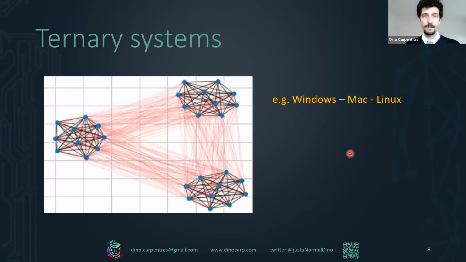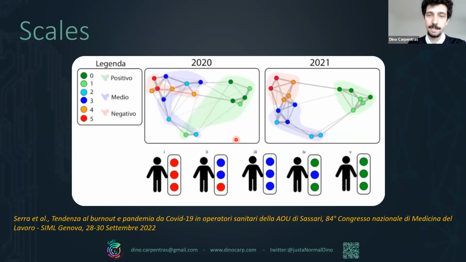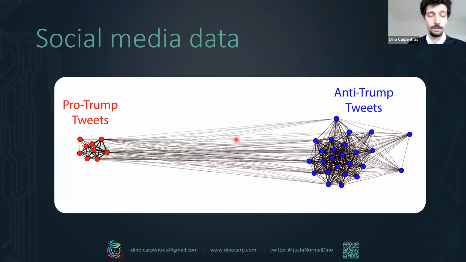Then you can analyze very fancy scenarios, for example ternary systems, in which you don't have a spectrum like left, right, but a system like Windows, Mac, Linux, in which you have three systems and you don't really have a central position. We explored this for how people evaluate other people based on their opinions. We also have very fancy analyses, like on how scales work, or on social media data.